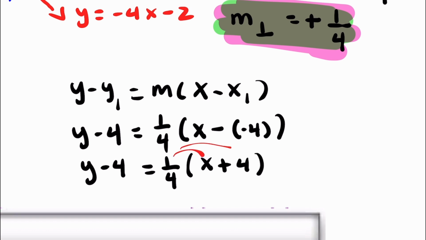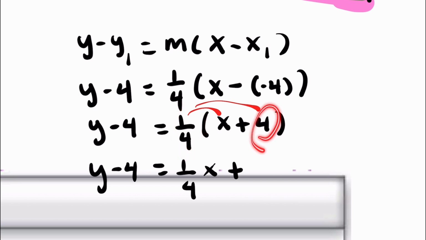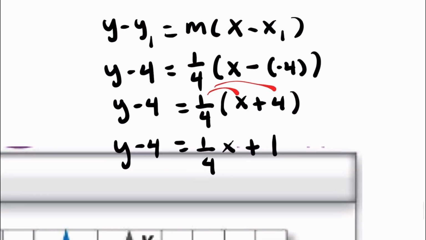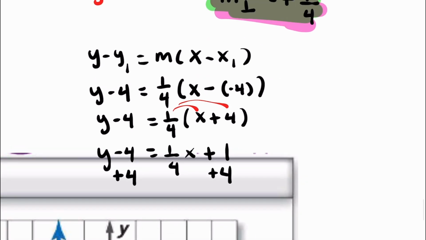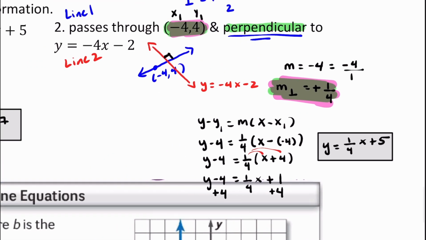So I'm going to use the distributive property now, and I get y minus 4, which is equal to 1 over 4 times x is 1/4 x, plus 1 over 4 times 4, which is basically saying 1/4 of 4, which is just positive 1. Or if you would like, you can just say 4 divided by 4. Now what I need to do here is get y by itself, so I'm going to add both sides by 4 here, and I get y equals 1 over 4x plus 5. And that is the equation of that line.